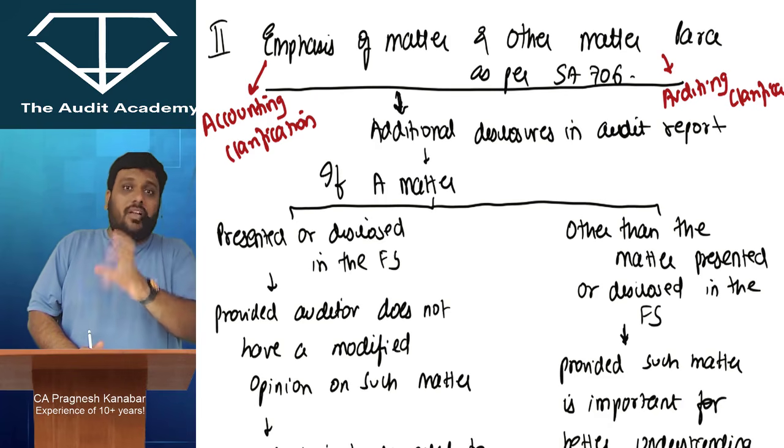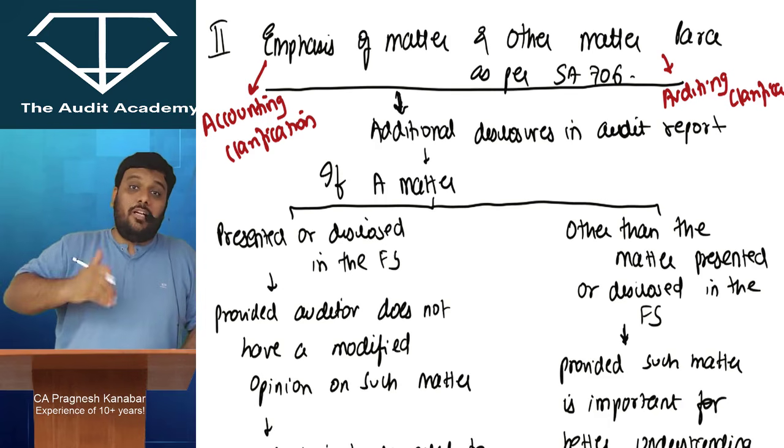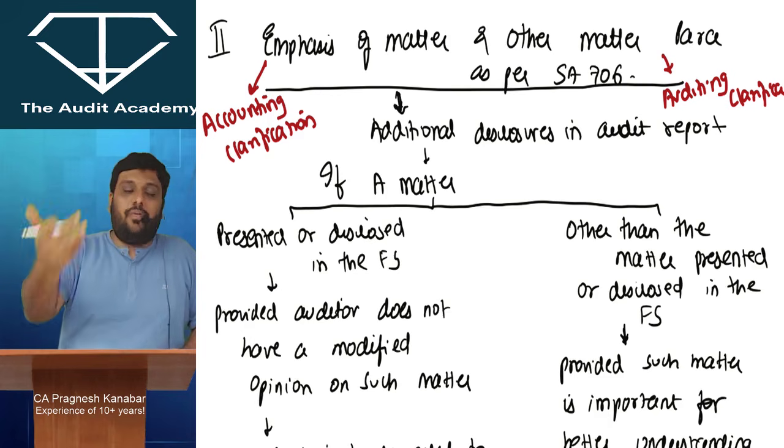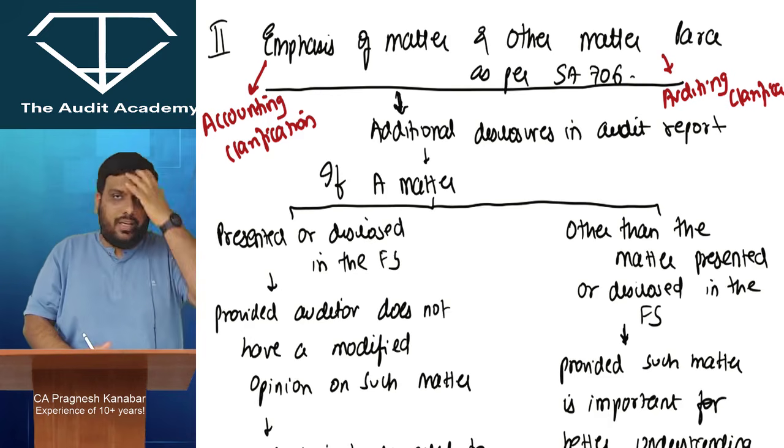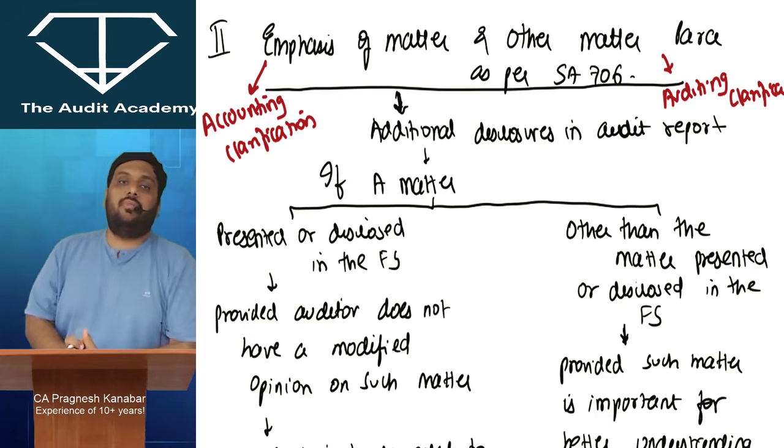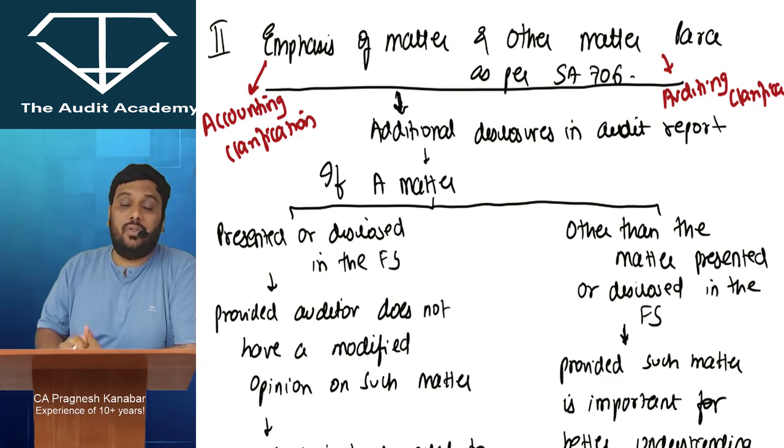Then this particular reference, you are not writing to explain something from the financial statements, you are writing to explain your audit. So whenever you want to explain something on auditing clarification, then other matter paragraph will come into picture. Am I clear with this? Yes or no, sir? Yes, sir.